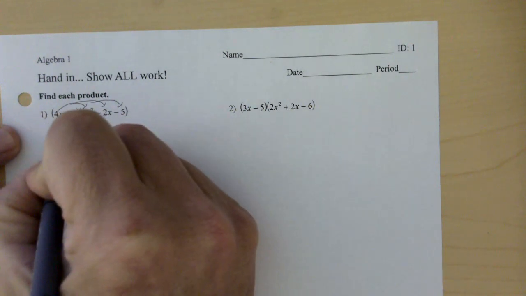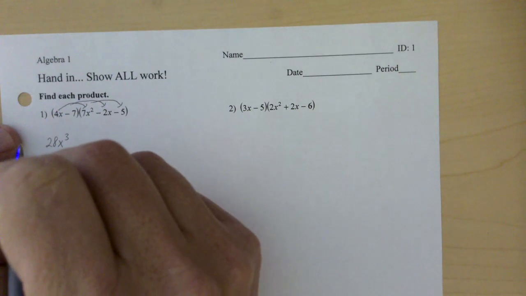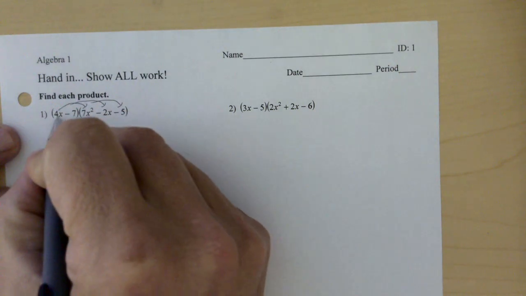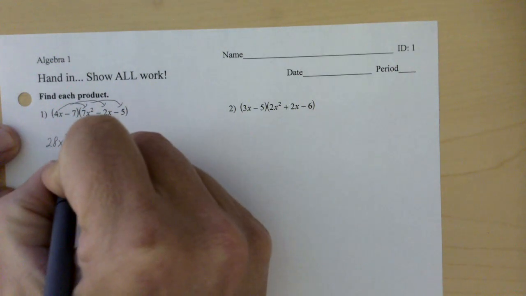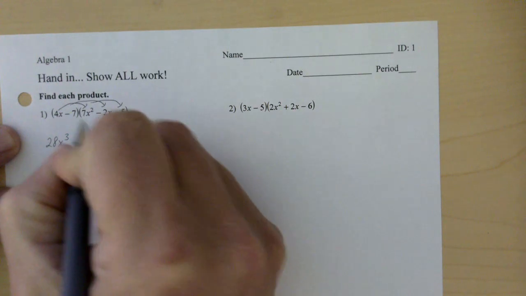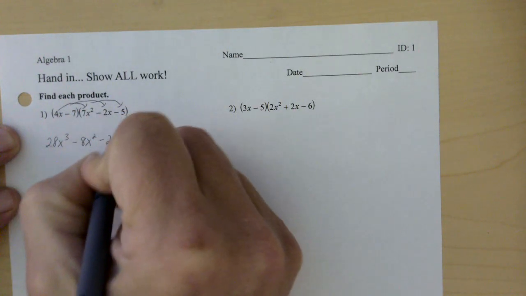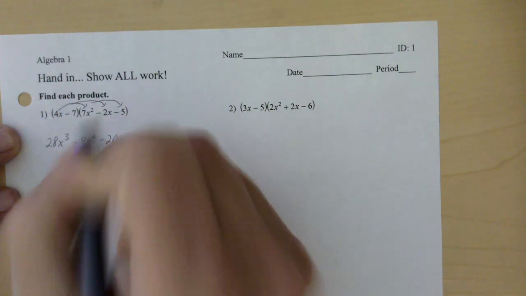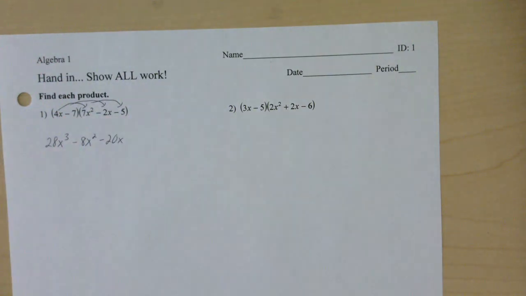We'll get a 28x cubed. Okay, and then when I take 4x times negative 2x, I'm going to have a negative 8x squared. And finally, I'll have a negative 20 when I take 4x times negative 5. That's going to give me the negative 20x. So now we're halfway through.